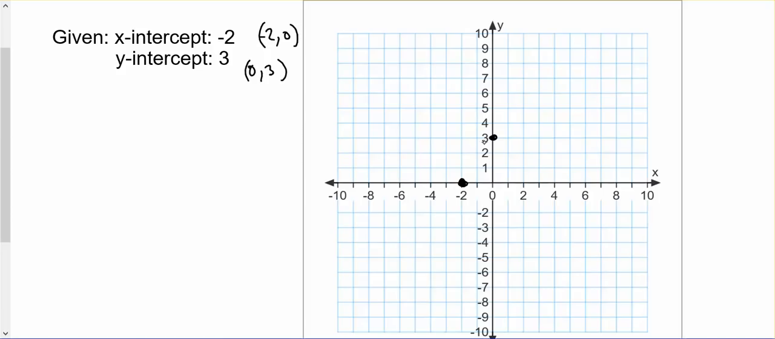And so now we can continue this on and say, from one point to the next point, I'm going up 3 over 2, up 3 over 2, down 3 over 2, down 3, left 2, and we can make a graph. So we just made a graph by substituting in our x-intercept and our y-intercept, and then continuing that pattern to make our line.